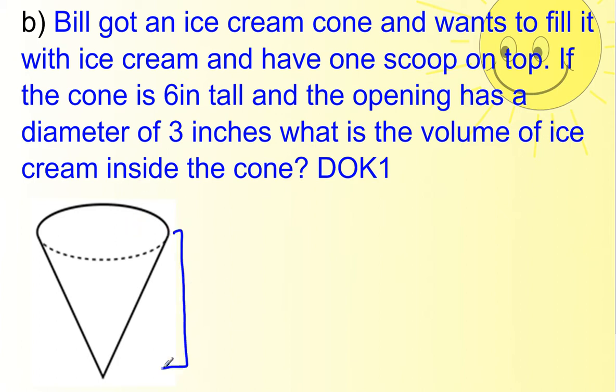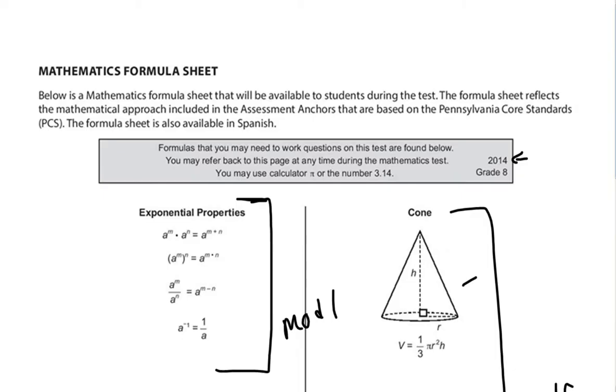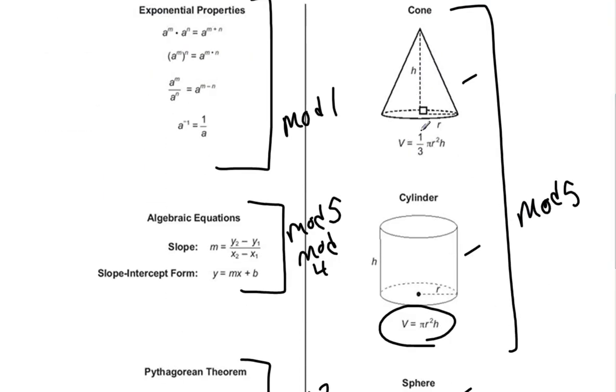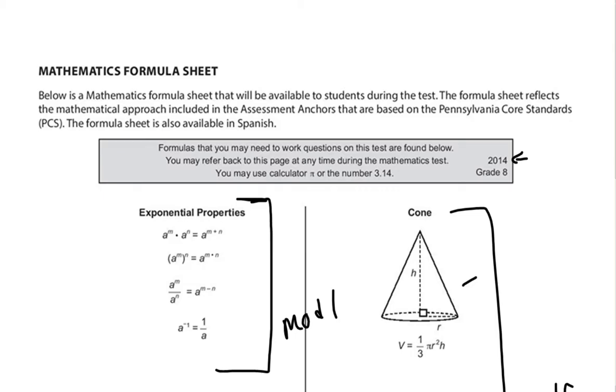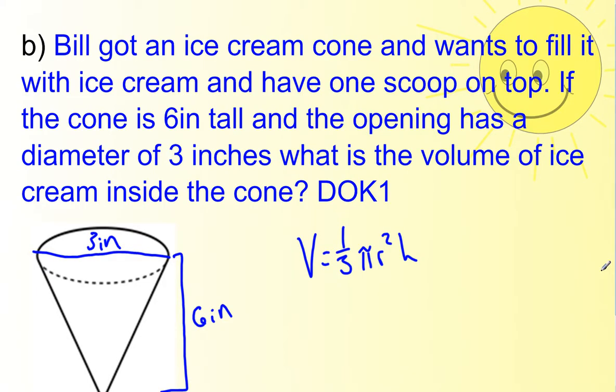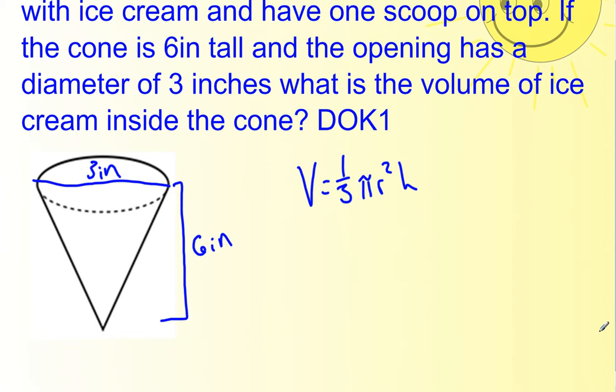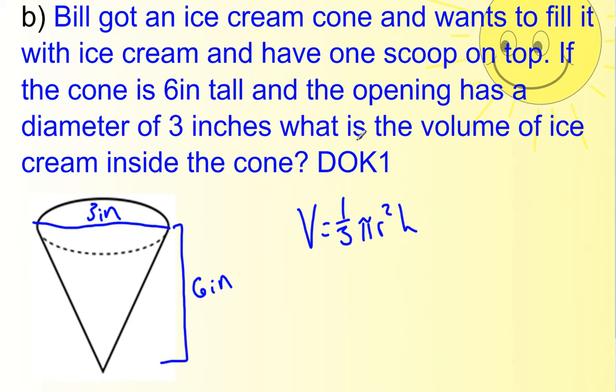Alright, so let's see. It says this has a height of 6 inches. It has a diameter, which goes the whole way across, of 3 inches. Our formula for a cone is V equals 1/3 pi r squared h. Double check it. Yep. All right. So now we're going to plug in what we know. Do we know the volume? No. The question is, what is the volume? So that's going to stay V. 1/3 is 1/3. Pi is pi.